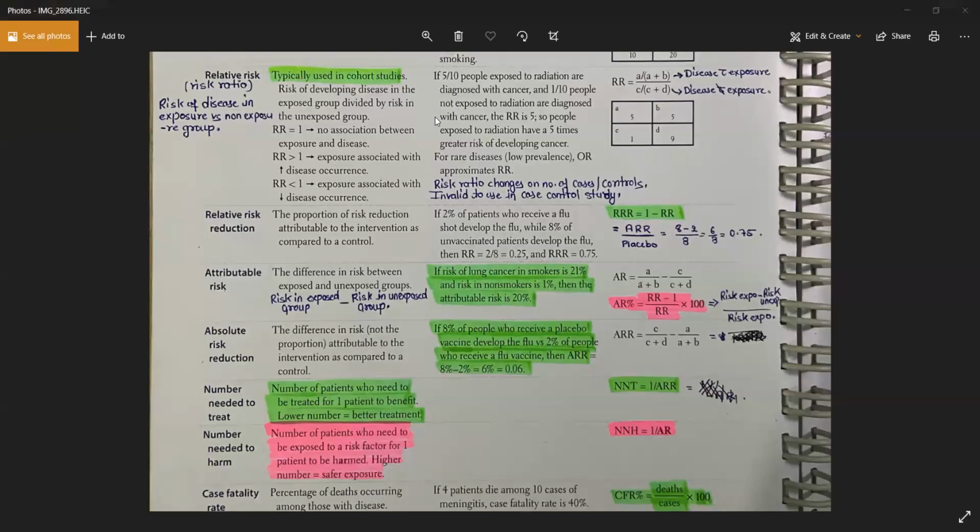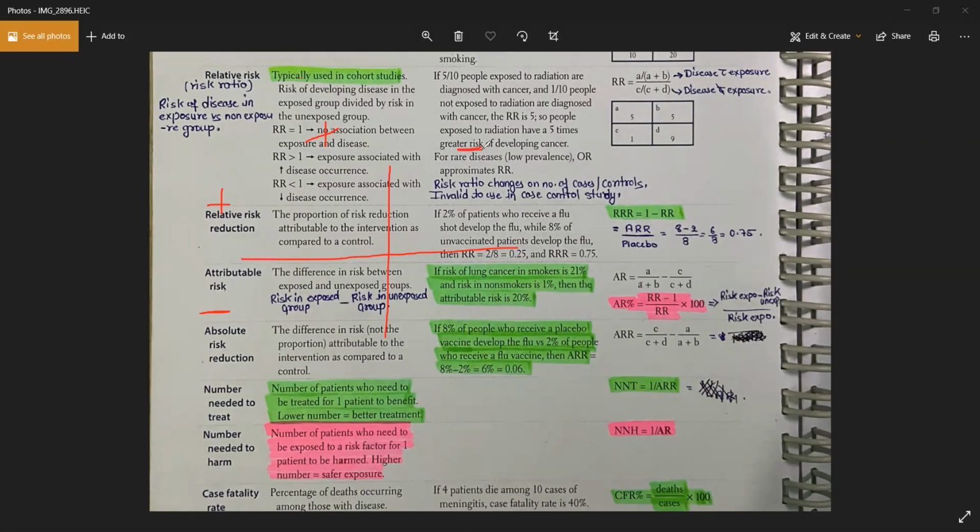You don't need to memorize every formula. Just the name is enough. Okay. Let's make a 2x2 table. Okay, so these are the individuals who got the intervention, the flu shot positive. These are the individuals who do not get the intervention, flu shot negative. These are the individuals who got the disease, which means flu positive. And these are the individuals who do not get the disease, which means flu negative.